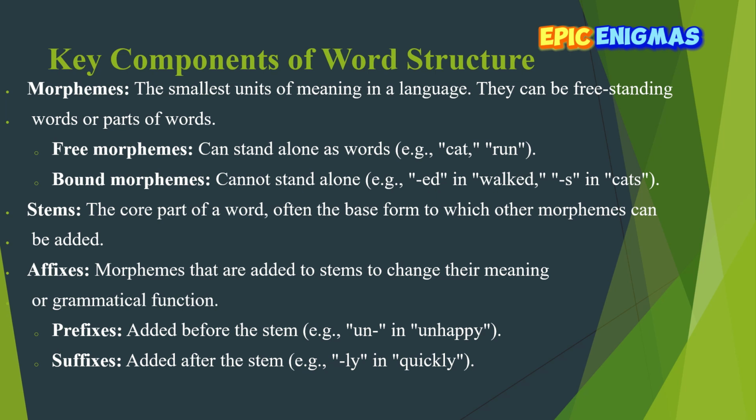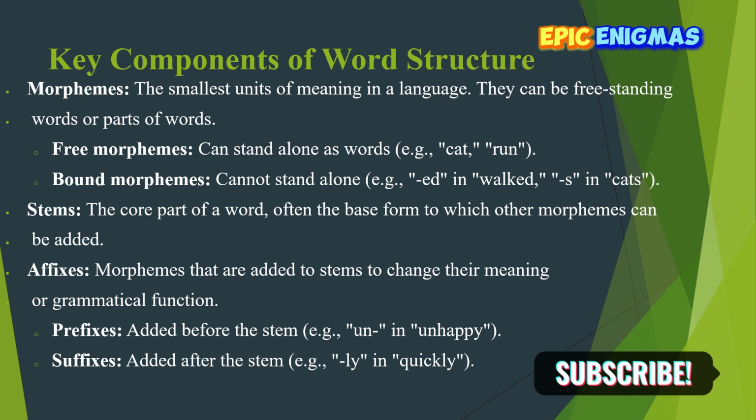What are the key components of word structure? Number one, you're going to get the definition of morpheme. A morpheme is the smallest unit of meaning in a language. It can be either free or bound.